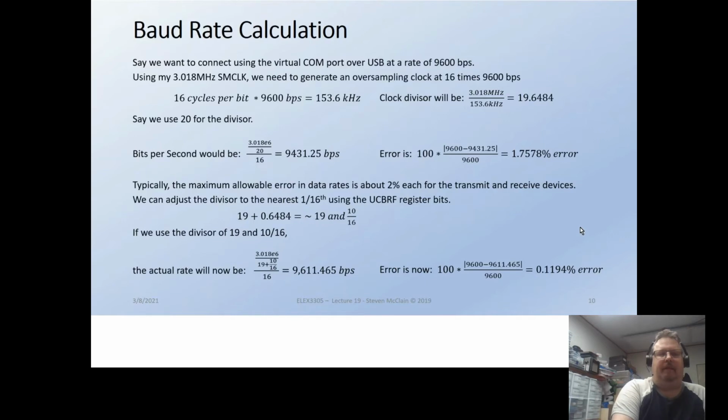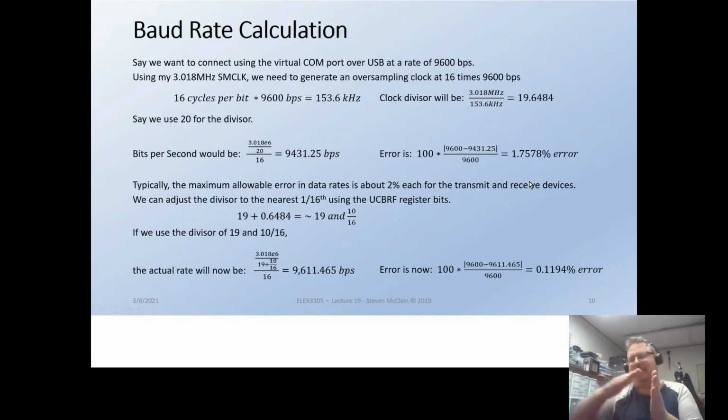Okay. So this just improves the error. Even though 1.75578% is kind of okay because we're allowed to have 2%, you start putting it on a longer cable, or the wires aren't twisted properly or something silly, then you start pushing close to the limit there.